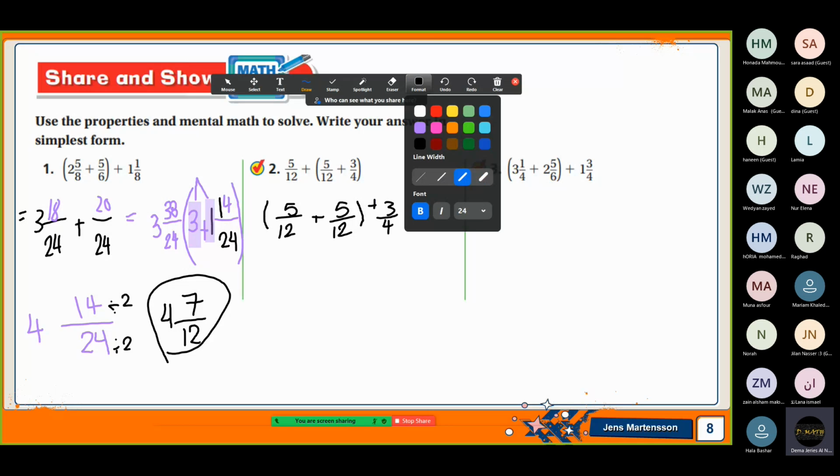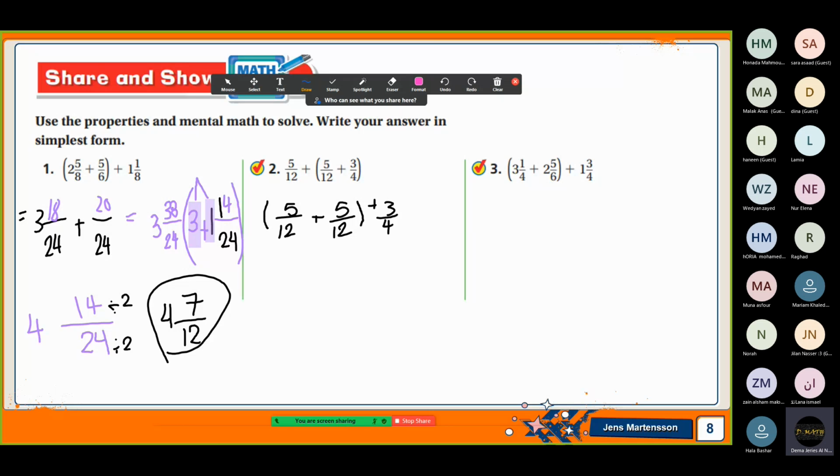Now, 5 over 12 plus 5 over 12. 5 plus 5 equals 10, 10 over 12, plus 3 over 4. Thank you. Then what do you have to do in the next step? We have to get the same denominator of 12 and 4.